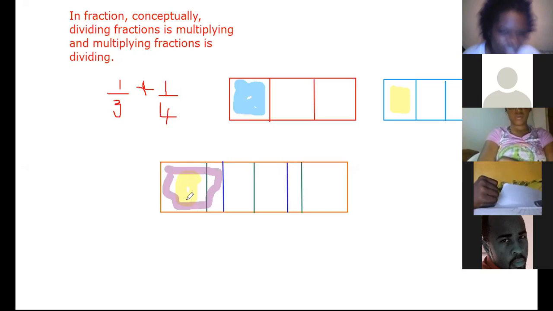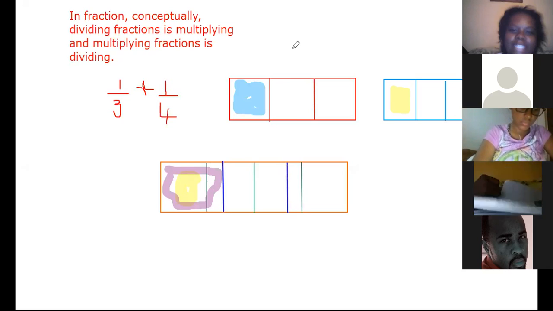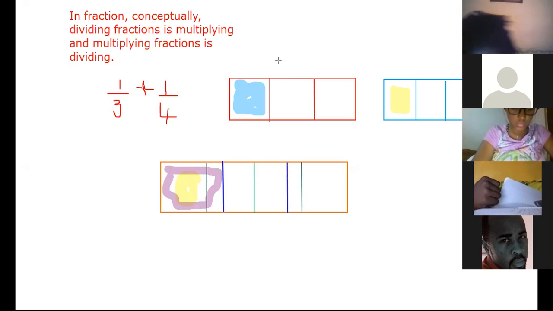No. Somebody said the purple one is the third, and the green and the yellow one is the quarter. Are we seeing that? Yes. All right, good. Now this is the part where you're going to have to listen to me.